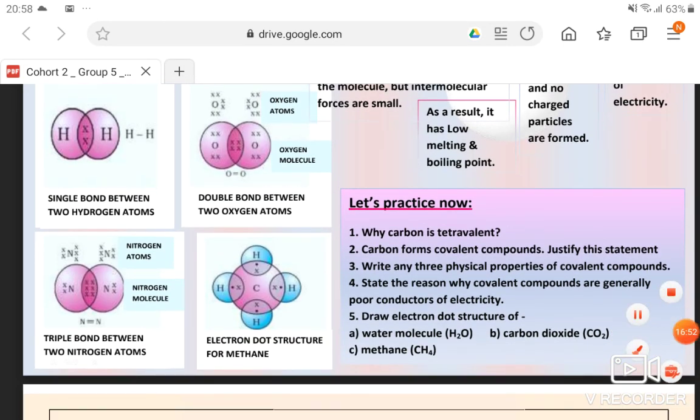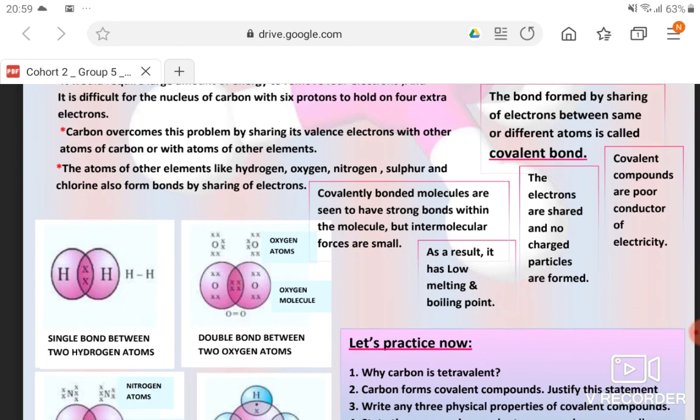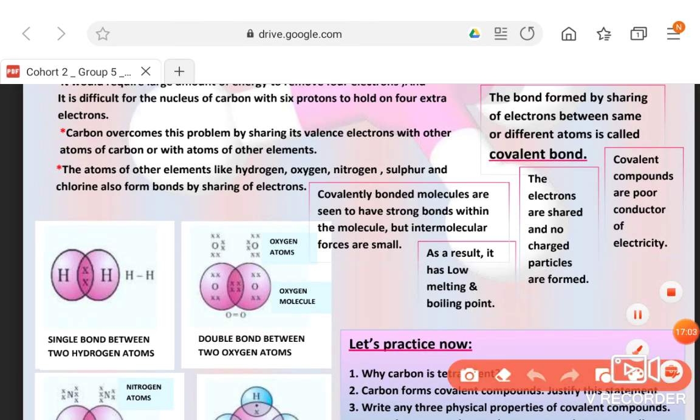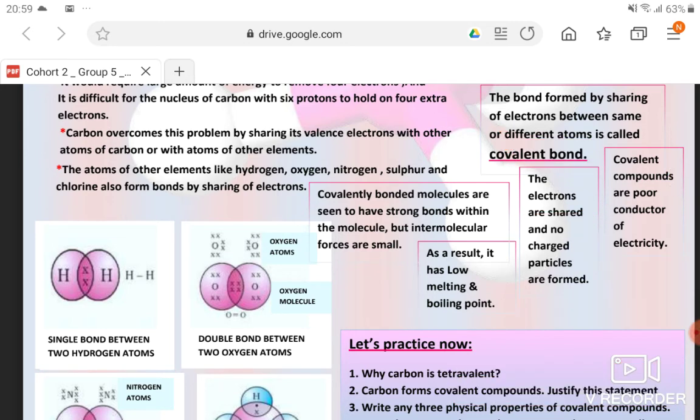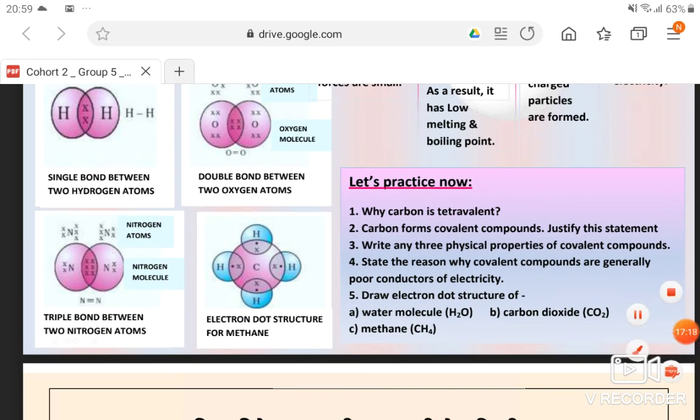State the reason why covalent compounds are generally poor conductors of electricity. I have already explained that as covalent bonds are formed by sharing of electrons, no charged particles are formed, therefore covalent compounds are poor conductors of electricity, as there are no charged particles formed in covalent bonding.